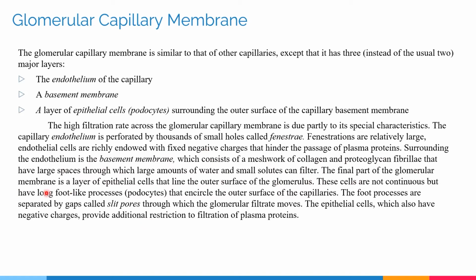The final part of the glomerular membrane is a layer of epithelial cells that line the outer surface of the glomerulus, that is the podocytes. These cells are not continuous but have long foot-like processes that encircle the outer surface of the capillaries. The foot processes are separated by gaps called slit pores, through which glomerular filtrate moves. The epithelial cells, which also have negative charges, provide additional restriction to the filtration of plasma proteins.